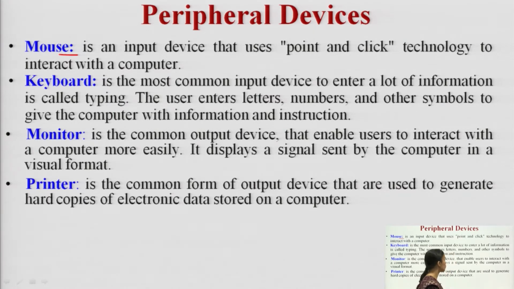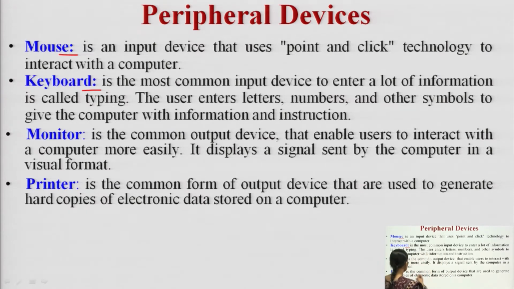Then the second, keyboard. This is also a most commonly used input device to enter a lot of information. When the user wants to type anything, we require this as an input device connected with our CPU. The user enters different letters, numbers or symbols; different types of keys are there in our keyboard to give the computer information or to instruct our CPU.